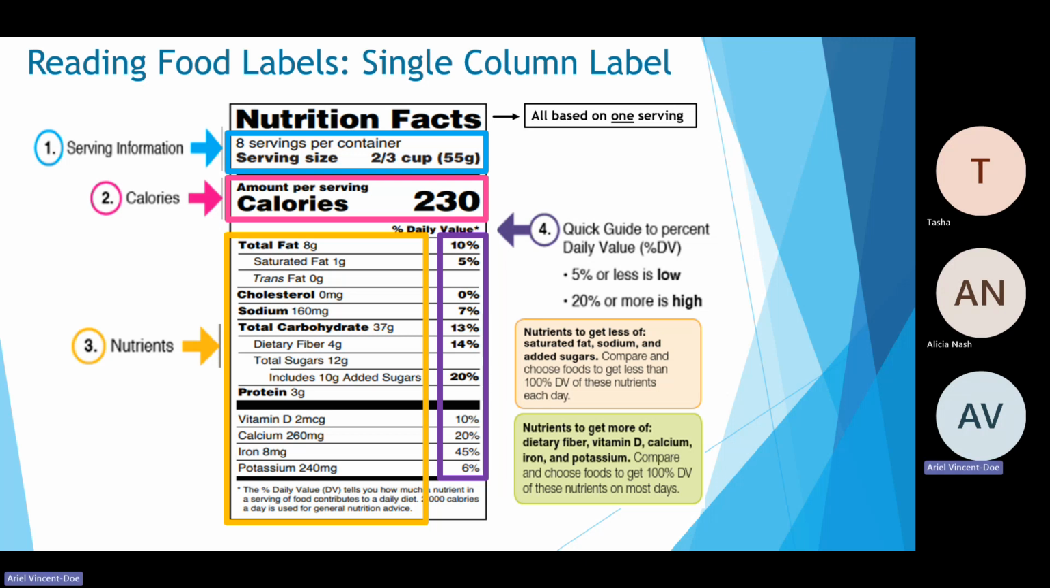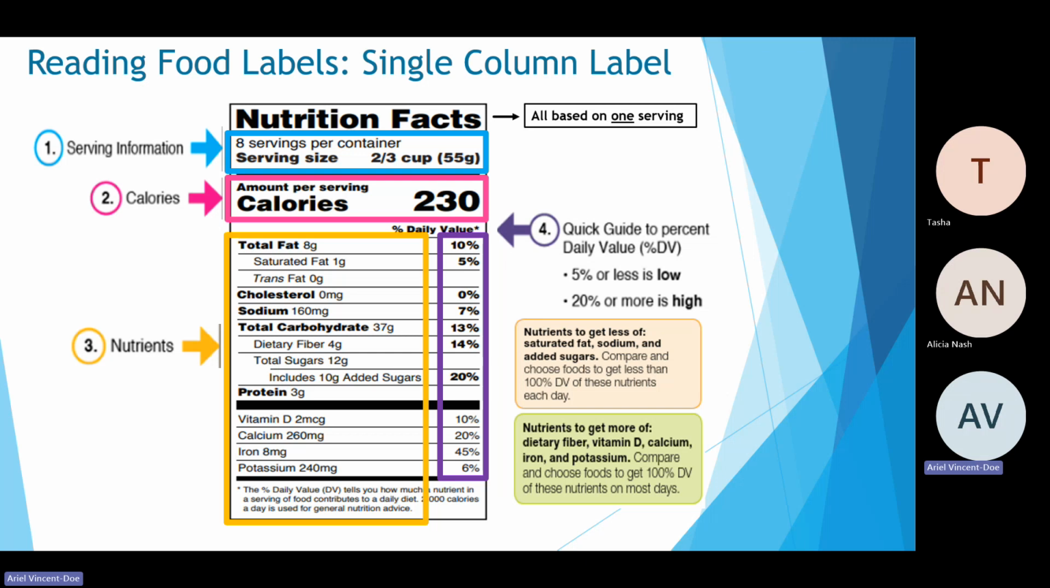So let's talk about the food label. So there are 4 parts of the food label that we're going to focus on today. And they include serving information. That is the first section. Then we have calories for the second section, nutrients for the third section, and then the fourth section is going to be percent daily value. So let's look at the first section, which is serving information.